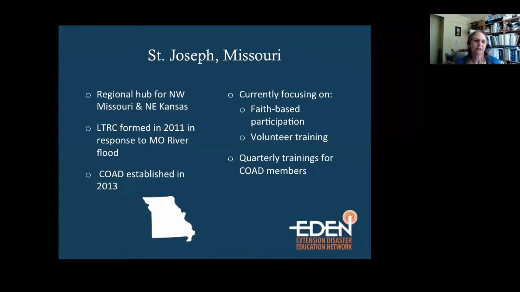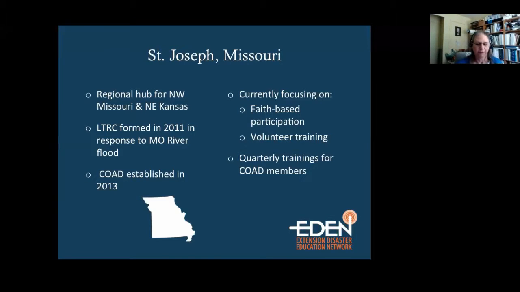We had a bit of an unusual start for our COAD in that you probably heard in 2011 that there was a lot of water released in St. Joe, and the area north of us was underwater for 4 months. So we actually started as a long-term recovery committee in 2011 and then backed into actually establishing our COAD in 2013, which is not totally unusual. Sometimes that's just the way the COADs happen.